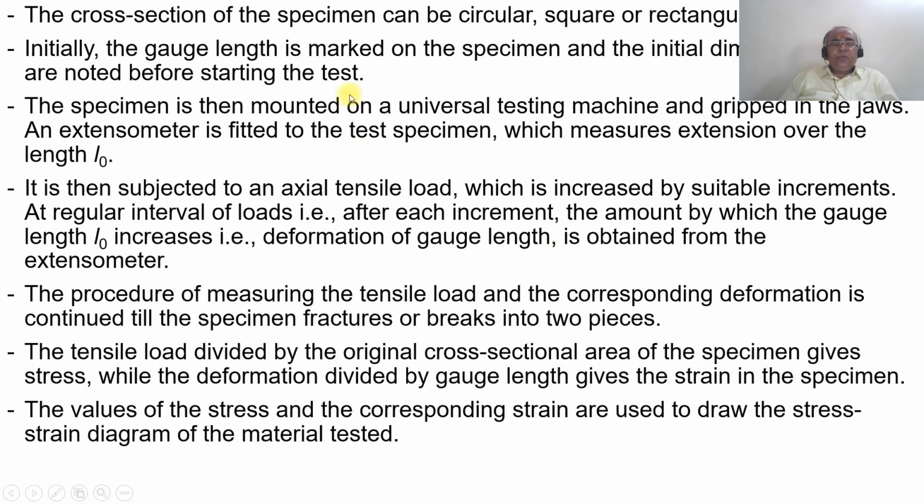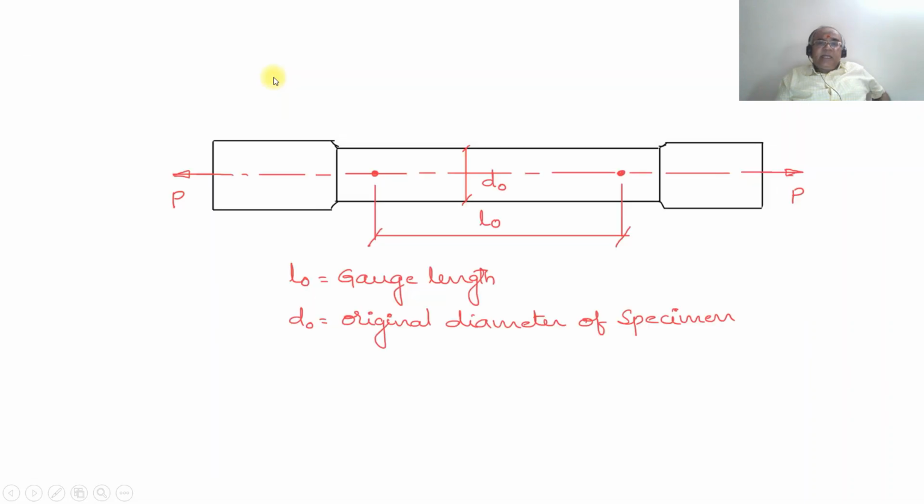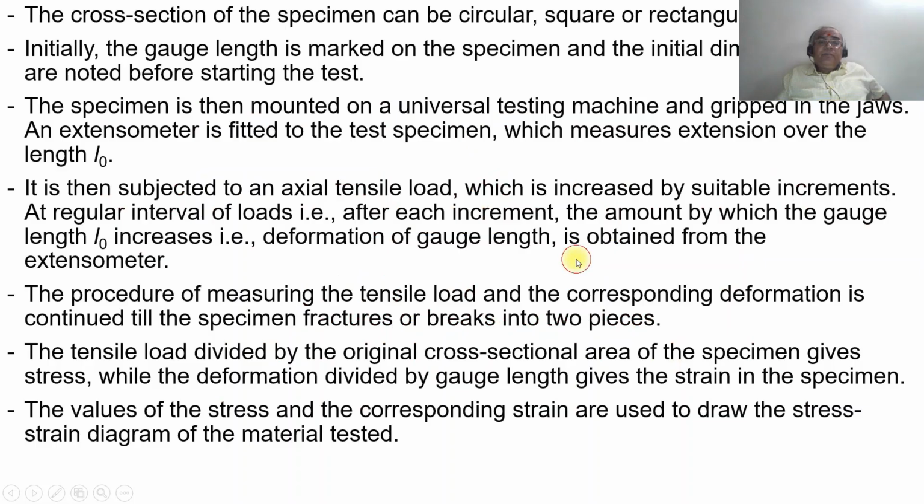The cross section of the specimen can be circular, square or rectangular, and here we consider the circular cross section. Initially the gauge length is marked on the specimen, and the initial dimensions D0 and L0 are noted before starting the test. So first we measure the diameter of the specimen, D0, and also the gauge length, which is the distance between these two marks.